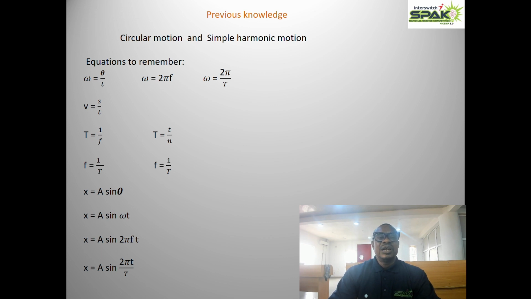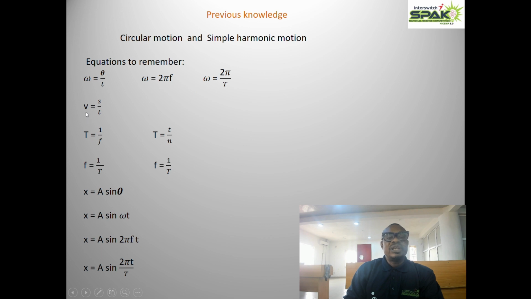So what are these things you need to have knowledge about? You need to have knowledge of circular motion and simple harmonic motion, and some of the equations that are used there. The first one we have here is the formula for angular velocity, which is the angular displacement with time. We also have the angular velocity equal to 2 pi f, and the angular velocity as 2 pi over T, where T is the period.